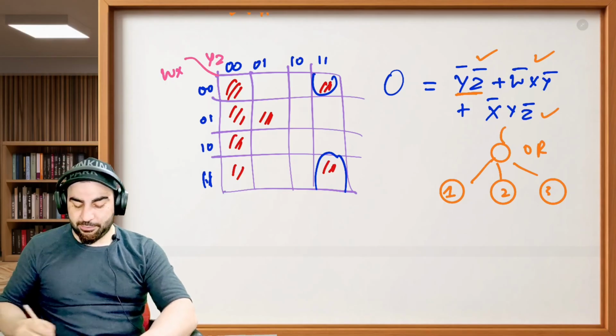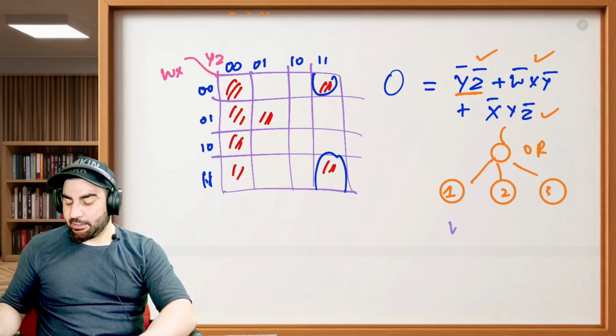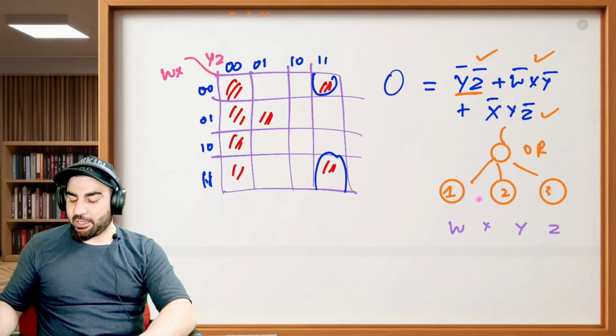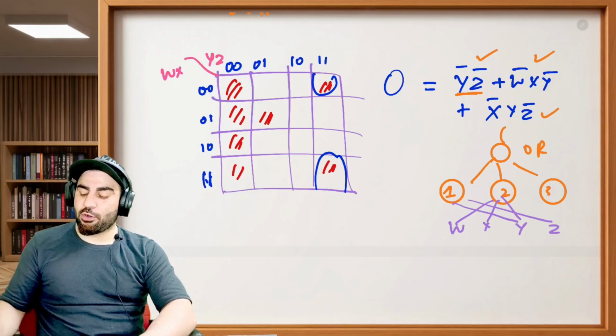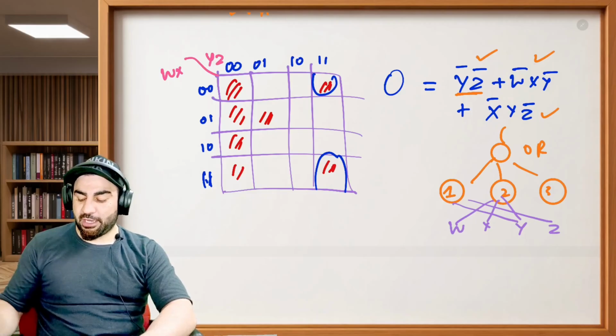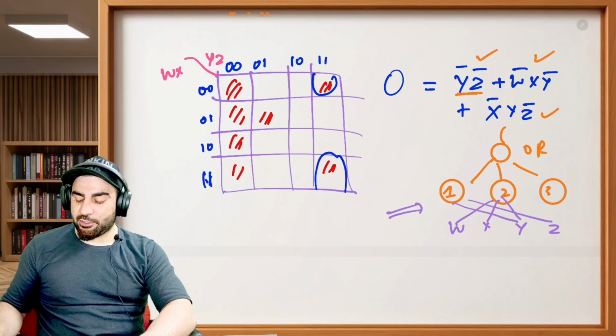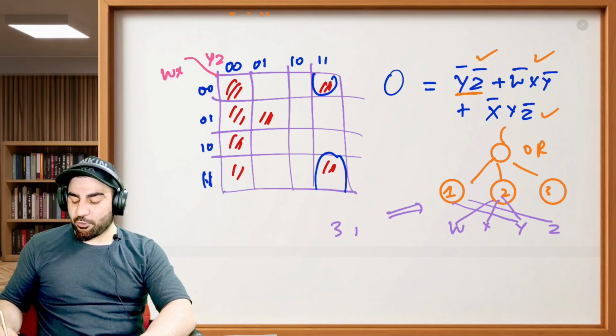This is the input, so my input will be w, x, y, and z. I can give the input so that y, z will go to this one, and w, x, y will go to this one, something of this sort. I'll give the input in such a way that each neuron handles one term. So in the hidden layer, I can use just 3 neurons.